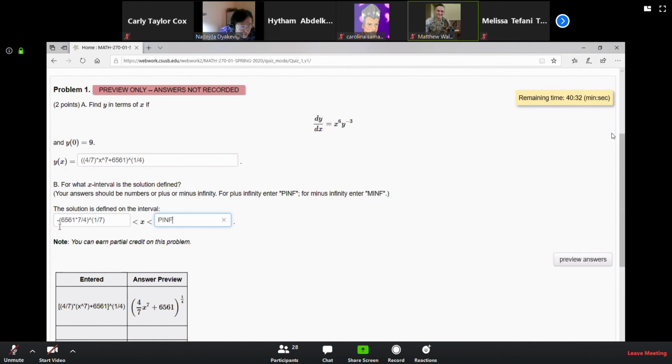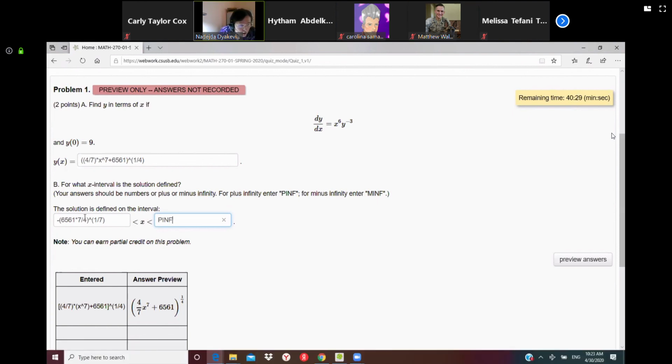Let me see. 7/4. Oh, you want to put parentheses here, right? I think it should accept the way I typed because you only have multiplication and division here, so it will be executed from left to right. But you can never be too careful, so it will not hurt to put an extra set of parentheses. So I added an extra set of parentheses just in case.